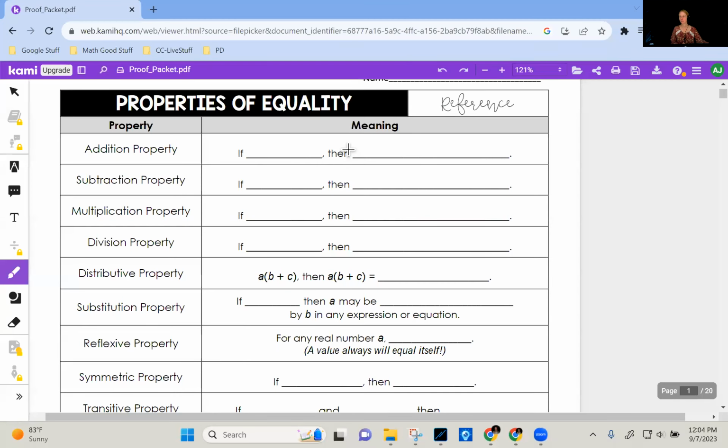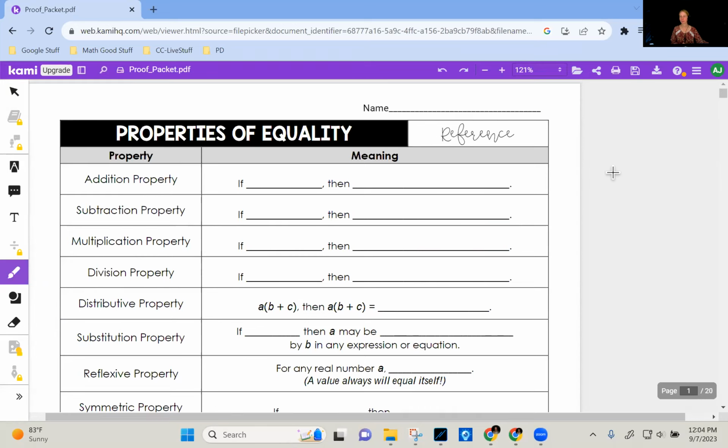To start with, I'm going to have you get your worksheets out. This is what your worksheet looks like: properties of equality. Hopefully you've already written your name up at the top. I'm going to do this to show you what you need to do.